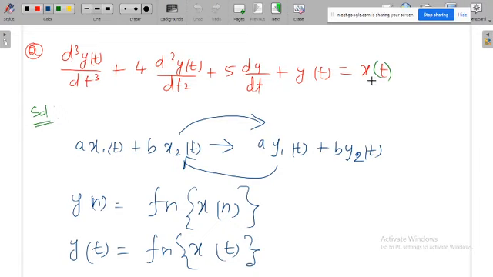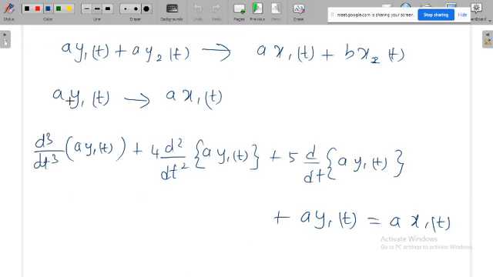Similarly, wherever x is there, put x1 along with that constant a. So when I apply a y1, if my output is a y1 of t, definitely my input could have been a x1 of t. So in this process, I am getting this one. Similarly, I will try to get this one also.